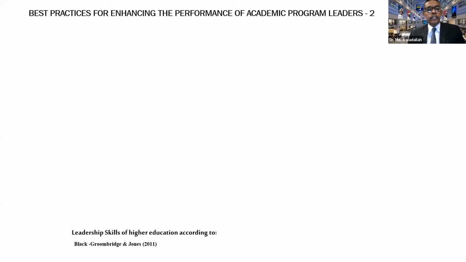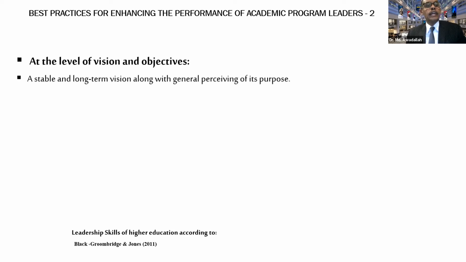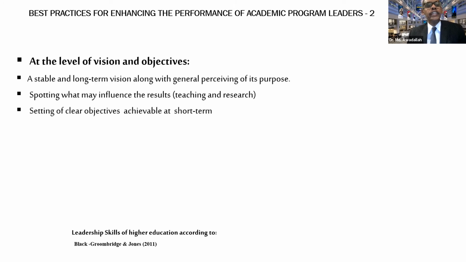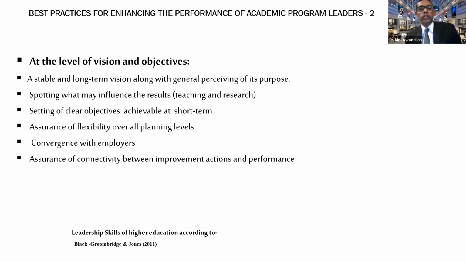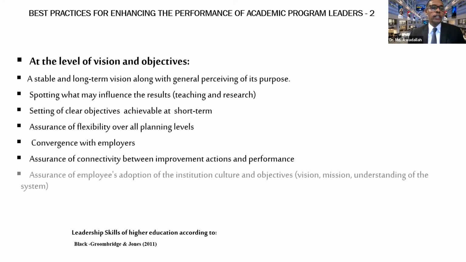The leadership skills of higher education, according to Black and Groombridge and John's study, at the level of vision and objectives, they stated a stable and long-term vision along with a general perception of its purpose, spotting what may influence the results regarding teaching and research, setting clear objectives achievable in the short term, assurance of flexibility over all planning levels, convergence with employers, assurance of connectivity between improvements, actions, and performance, and assurance of employees' adoption of the institution culture.